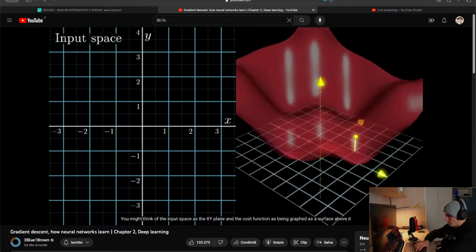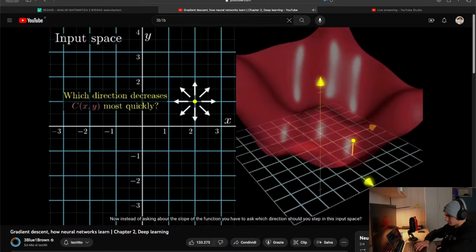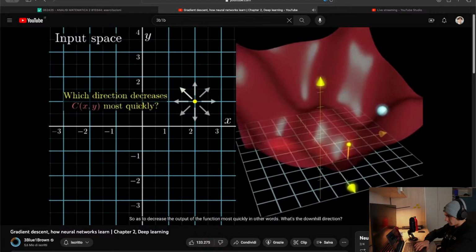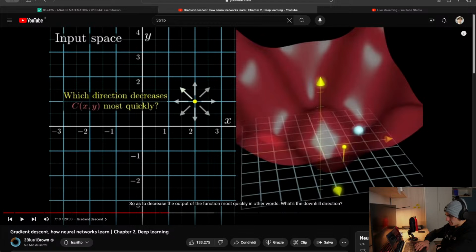Now, instead of asking about the slope of the function, you have to ask which direction should you step in this input space so as to decrease the output of the function most quickly. Perché in una funzione a più variabili non è che c'è solamente un andiamo a destra e andiamo a sinistra. C'è un possiamo andare in tutte le direzioni.